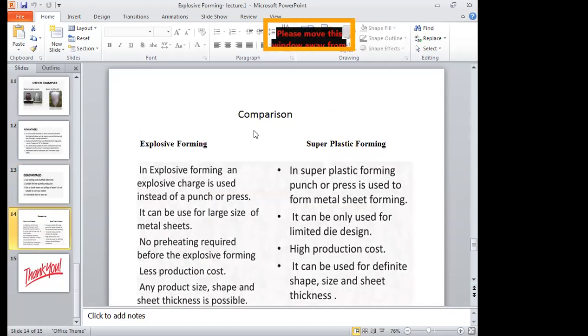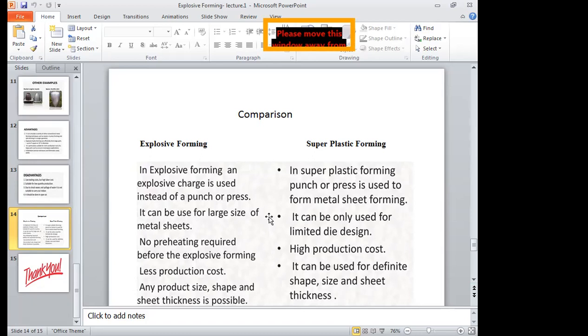The next point, there is a comparison: explosive forming and superplastic forming. In explosive forming, an explosive charge is used instead of a punch or press. In superplastic forming, a punch or press is used for metal sheet forming. The next point, explosive forming can be used for large size metal sheets. It can also be used with limited die design. The next point, no preheating is required before explosive forming.